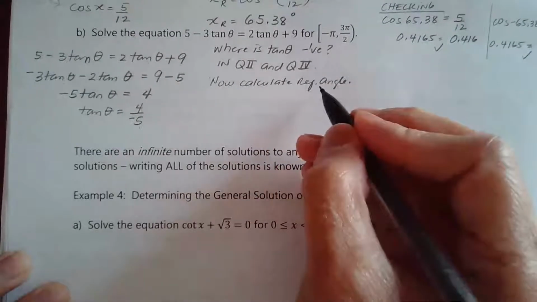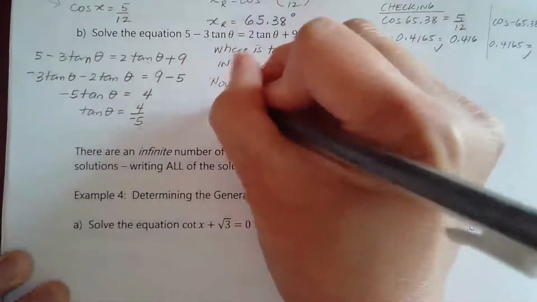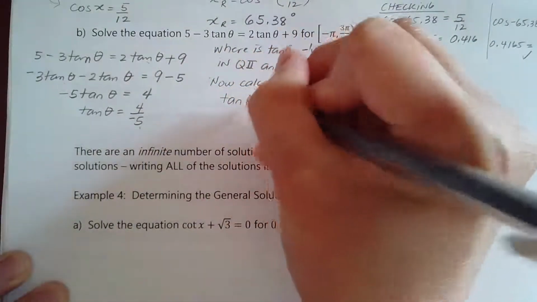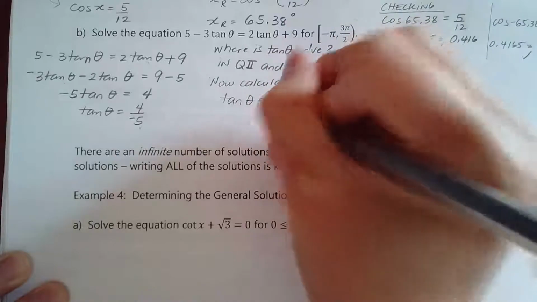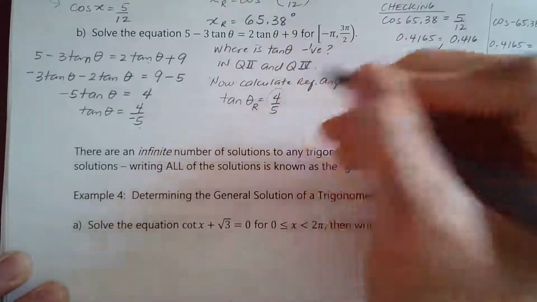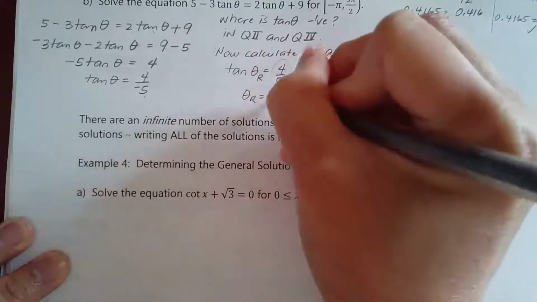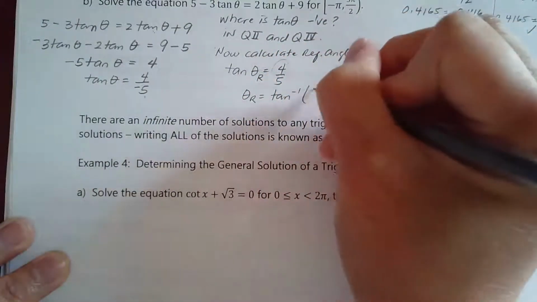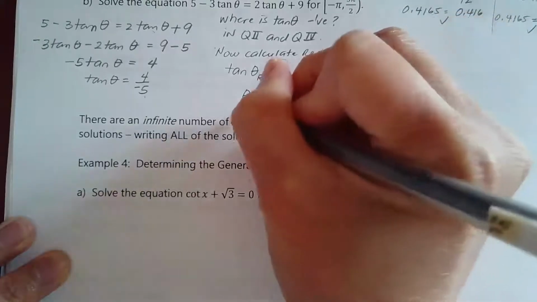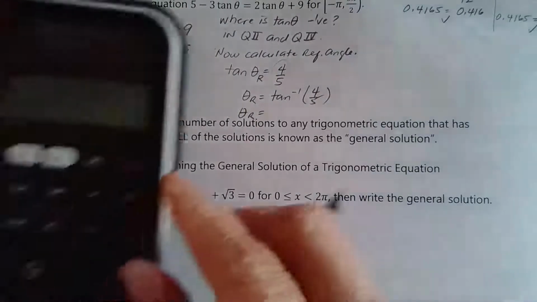So now let's calculate the reference angle. We're going to pretend it's in quadrant 1. So tan theta equals 4 over 5. I know this is going to be the reference angle, so everything is positive there. So theta R equals tan inverse of 4 over 5. So slightly different approach compared to what I did last in chapter 6.